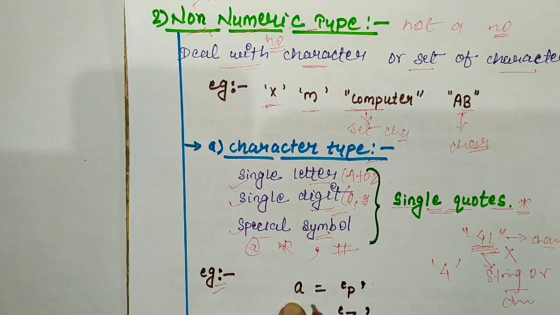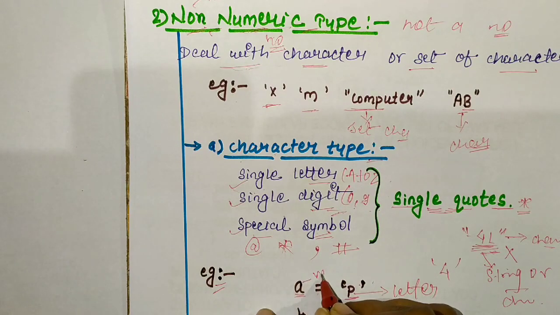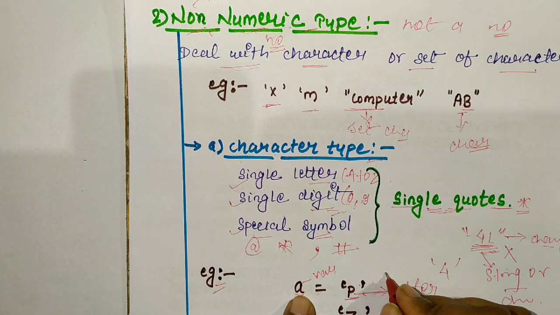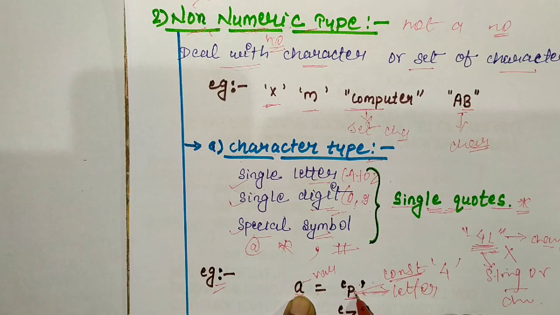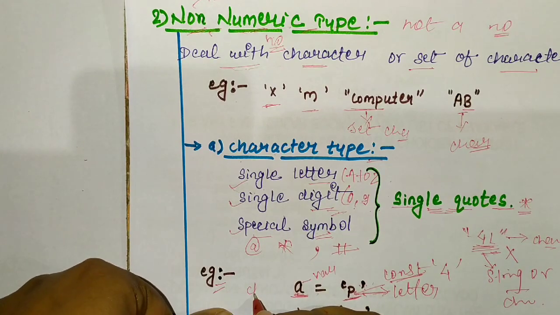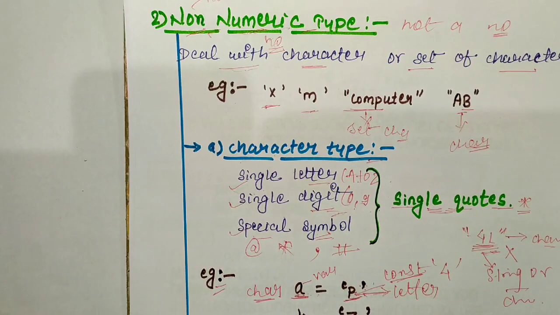Here, A equal to 'P'. P is a letter in single quotes. A is a variable, and 'P' is a constant. Which type of constant? It is a character constant, because it is in single quotes. A variable stores a character constant. So the data type of A is character.